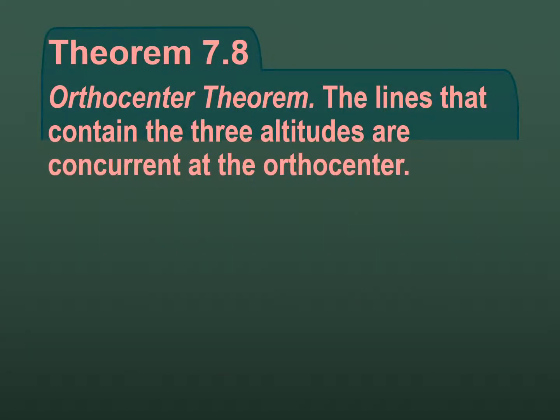Okay, so now that we have those definitions under our belt, our next theorem is called the orthocenter. The orthocenter is the point that you get when you make altitudes on all three sides. Remember, the altitude is the one where you connect the vertex to the opposite side with a 90-degree perpendicular, right? So if you do that for all three sides, you get the orthocenter.